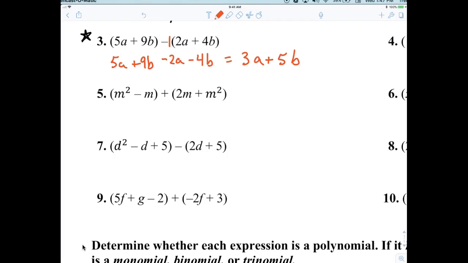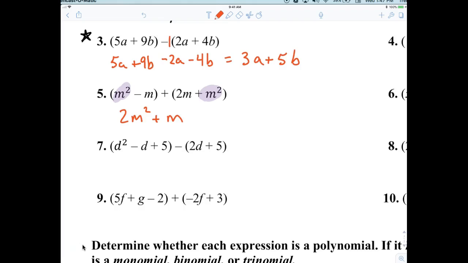M squared plus m squared is? You guys are not thinking independently. 2m squared. Thank you. Correct yourself now. 2m squared. -1m plus 2m is what? M. But we would say plus m. Now look, don't make that mistake anymore.